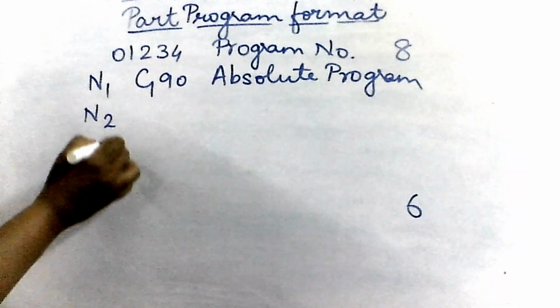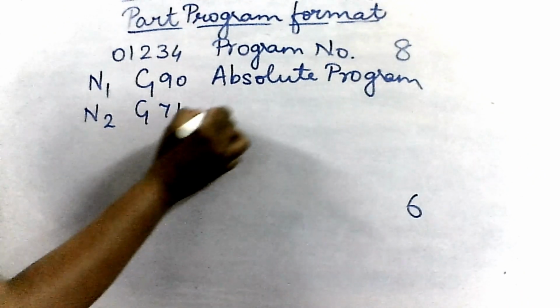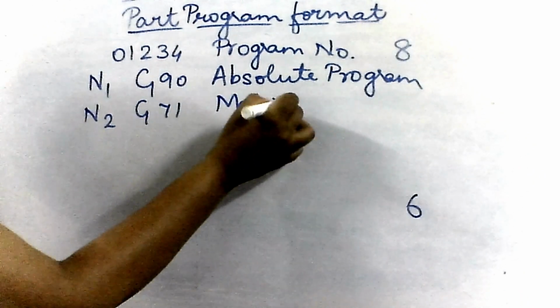Then after that, N2 is G71. G71 represents metric mode. That is the dimensioning mode.